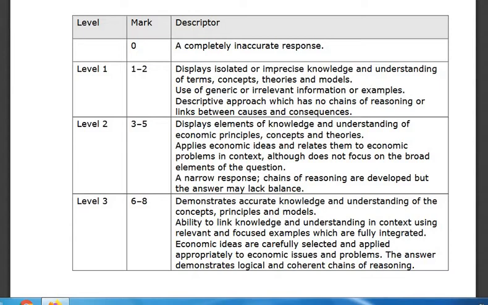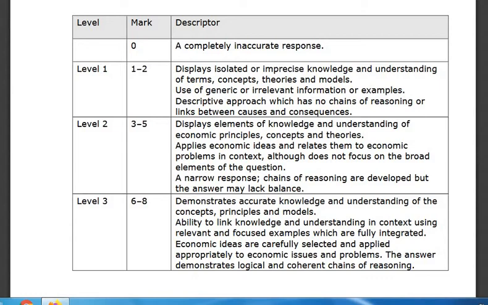So this student demonstrates accurate knowledge and understanding of the concepts, principles and models. They've got an ability to link knowledge and understanding in context using relevant and focused examples which are fully integrated. So they've not only demonstrated excellent knowledge, they're also able to apply that knowledge in the context of the extracts and the data. Economic ideas are carefully selected and applied appropriately to economic issues and problems.